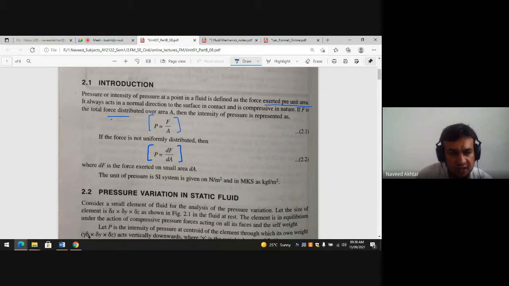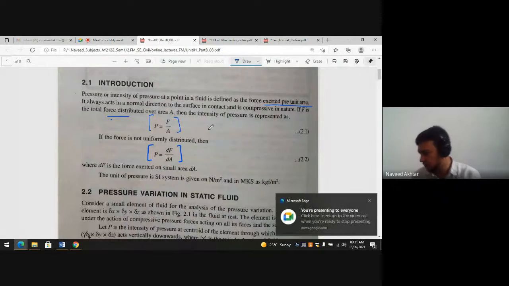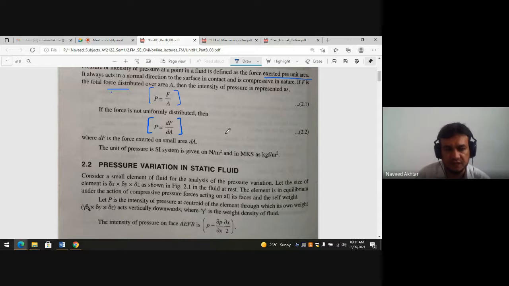Here dF is the force exerted on the small area dA. Because if the intensity of the force is changing, then the pressure also changes with respect to that. That's why the pressure is dF upon dA if the force is not uniformly distributed.